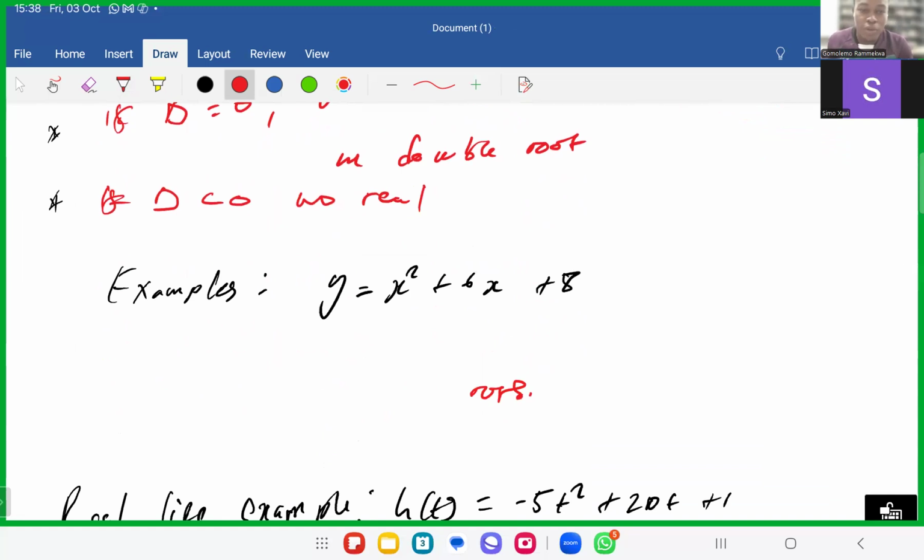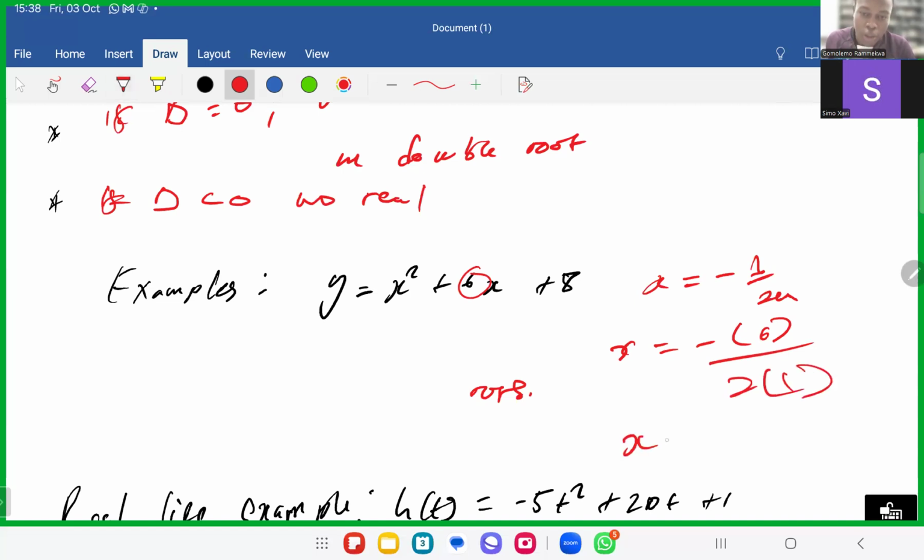Okay, now we have an example of a quadratic function in standard form. To find the x value of the turning point, we can use the equation of the axis of symmetry, which is x is equal to minus b over 2a. Here, x is equal to minus 6 all over 2, since the value of a is 1. The value of x is equal to negative 3.